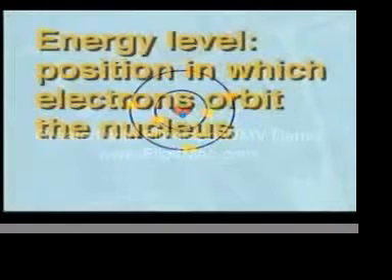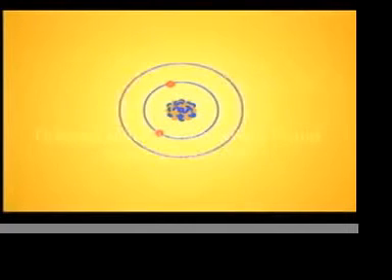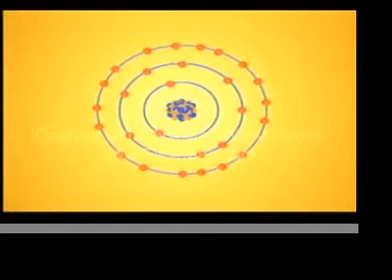Electrons hold specific positions orbiting the nucleus. We refer to the position in which electrons orbit the nucleus as an energy level. Each energy level can hold only a certain maximum number of electrons. The first, or innermost energy level, can hold no more than 2 electrons. The second energy level can hold as many as 8 electrons. And the third energy level can hold as many as 18 electrons.